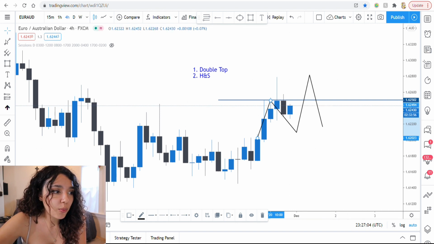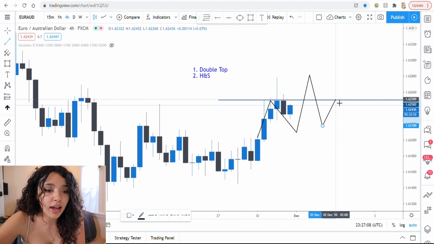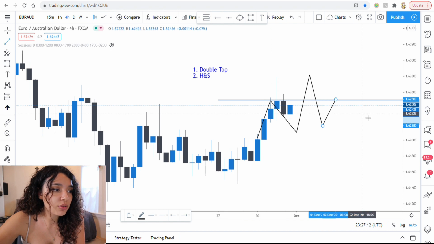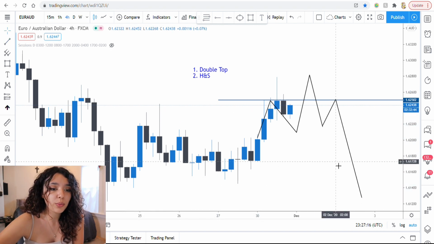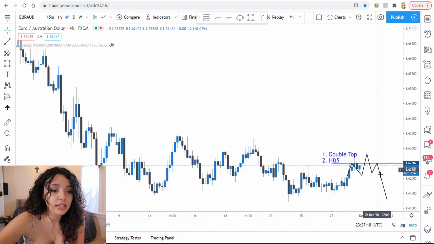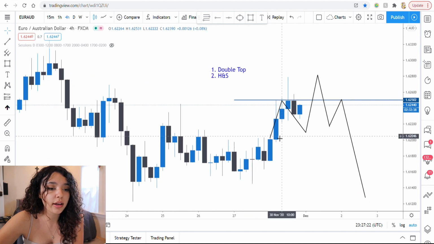But if we wait again to see price retest this area one more time, which is going to form your right shoulder, and then reject it again, that's pretty safe confirmation that we can sell and that our downtrend is continuing. It's nice to be mindful of the overall downtrend.